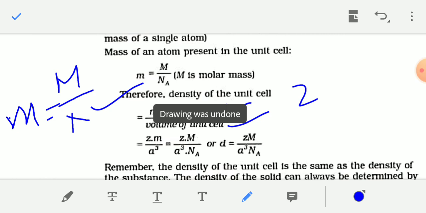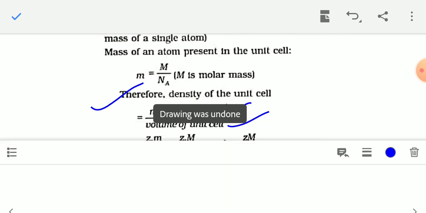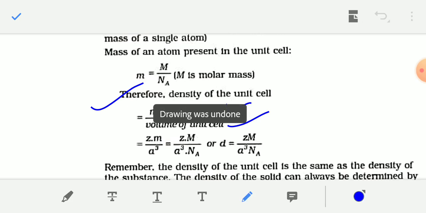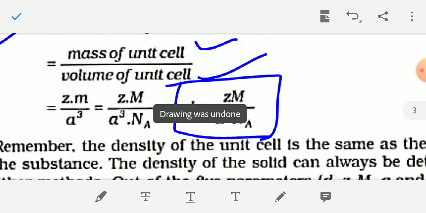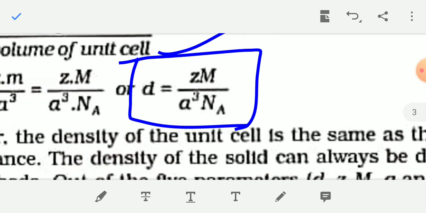Okay, and after solving you will get this simple formula for calculation of density. The formula is density is equal to Z into M by a cube into Na. This is an important formula for calculation of density in a unit cell, where d is density, Z is the number of particles per unit cell, that is, Z is 1 for simple cubic unit cell, Z is 2 for body centered cubic unit cell, and Z is 4 for face centered cubic unit cell.